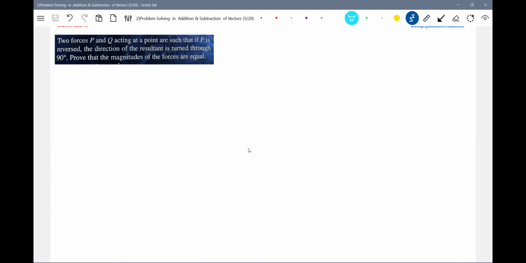Two forces are acting at a point, such that if P is reversed, the direction of forces P and Q, we don't know what the values are. So this will be vector P, and this is Q. I'll make P longer. Okay, let this be Q. Now this is P, this is Q bar.